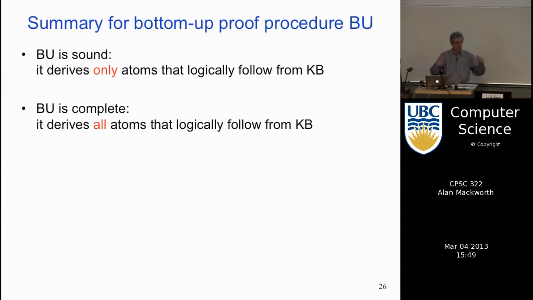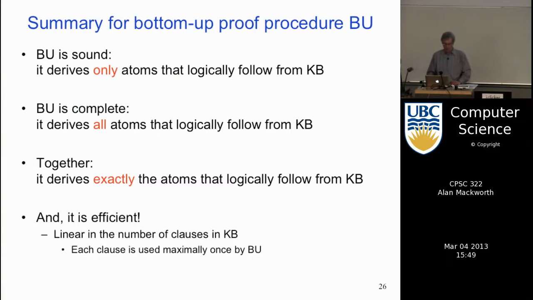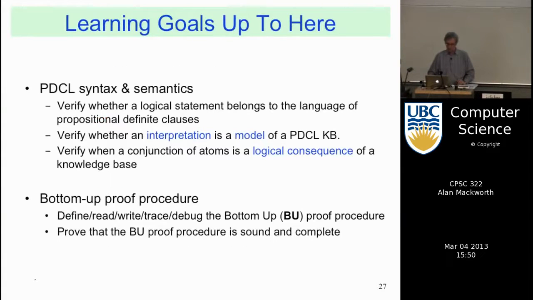Once you've got them, you know, okay, I can now rely on bottom-up derivations, because it's sound and complete. BU is sound: it derives only atoms that logically follow from the knowledge base. It's complete: it derives all atoms that logically follow from the knowledge base. So it has to derive exactly the atoms that logically follow from the knowledge base. And it's efficient. It's linear in the number of clauses in the knowledge base. Each clause is used at most once by the bottom-up procedure. You never reuse a clause, because once you use a clause, its head goes into C, and you'll never use that clause again. Okay?